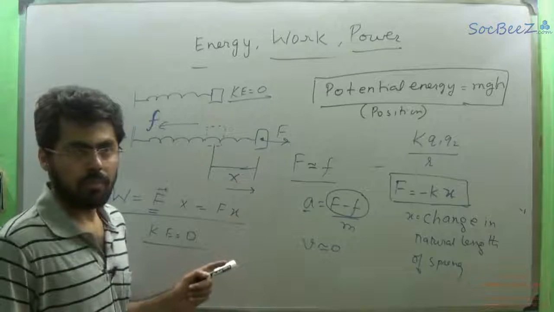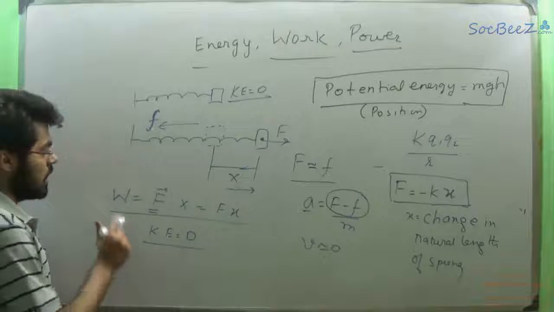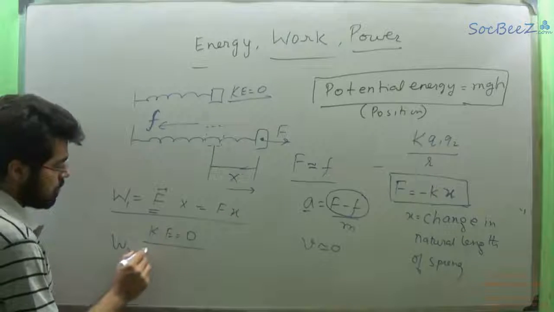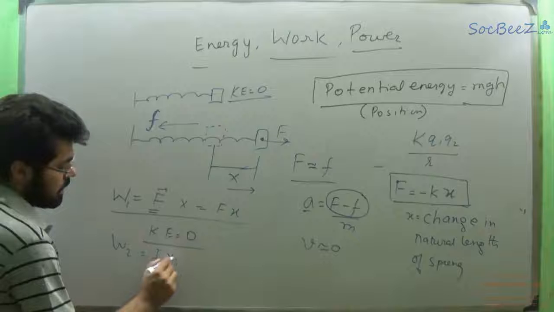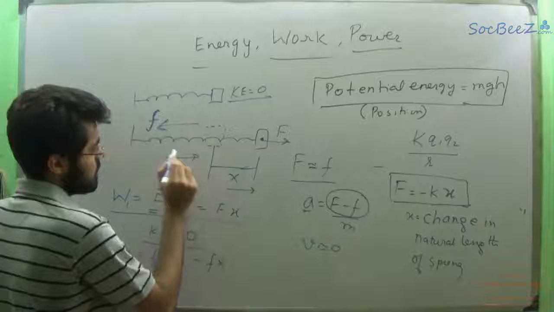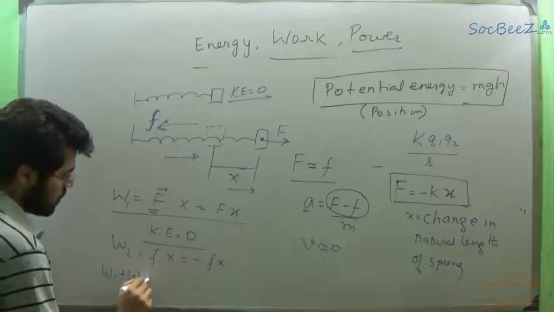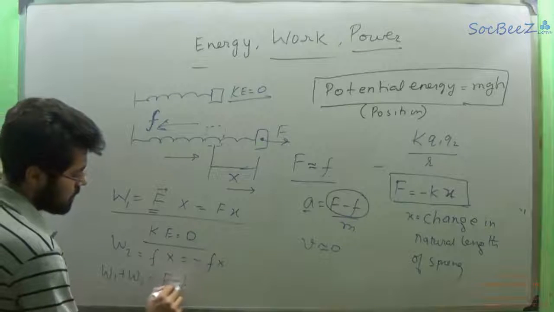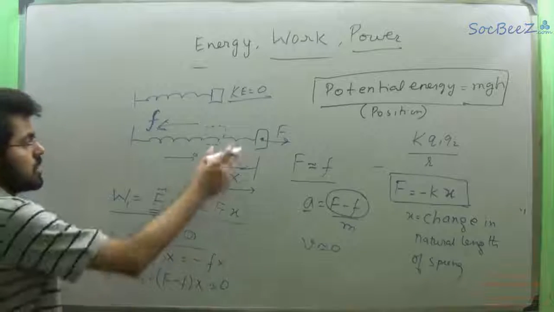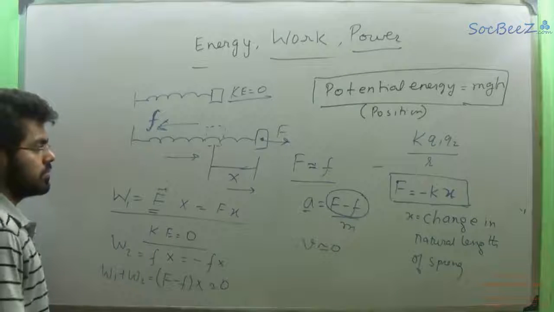Did it clash with your work energy theorem? It actually did not. Why? Because this was the work done only by the force F. What about the work done by the force small f? That will give you minus of Fx, because its direction is opposite, while the displacement is in this direction. If you add W1 plus W2, you get capital F minus small f into x, and that is almost equal to 0. So up to this point, no change in kinetic energy and no net work done, both 0.